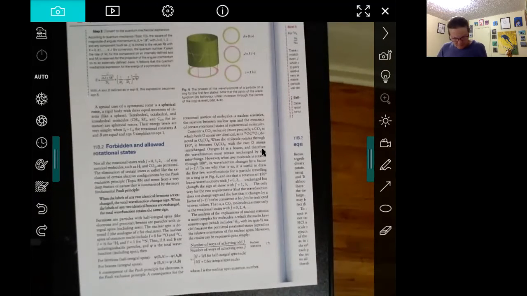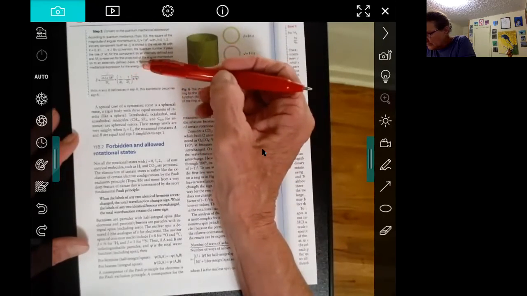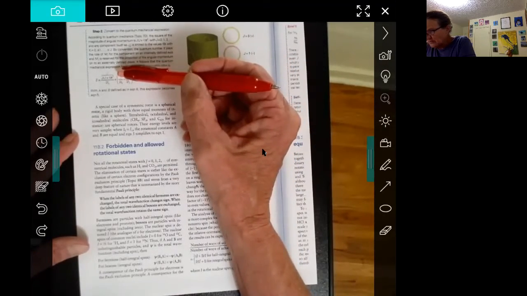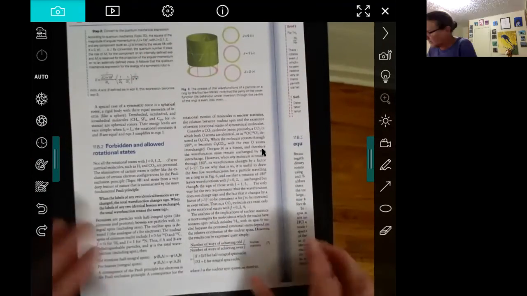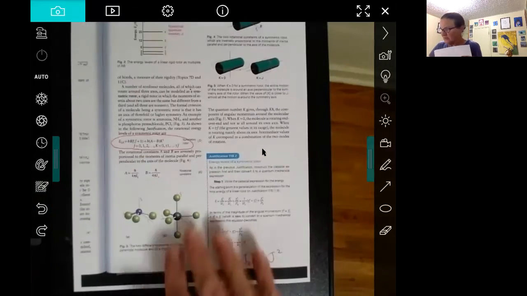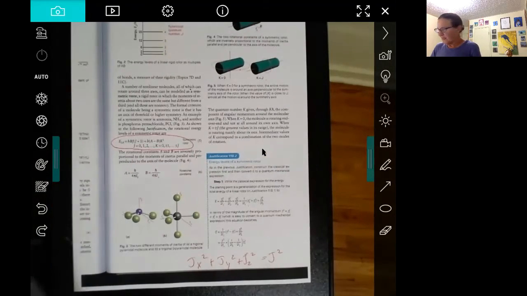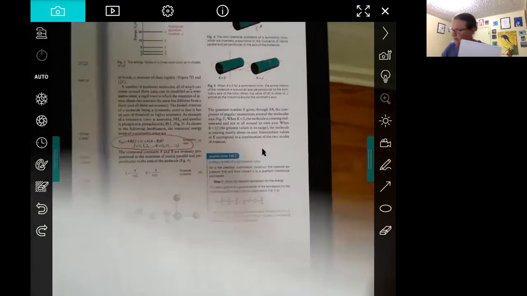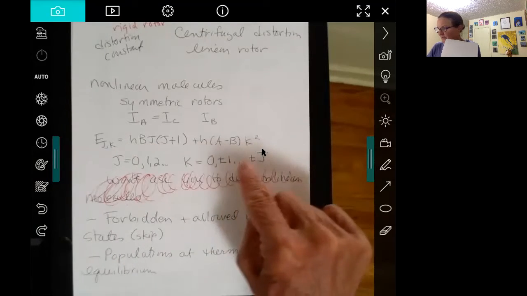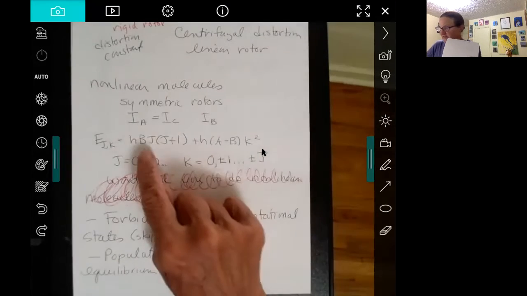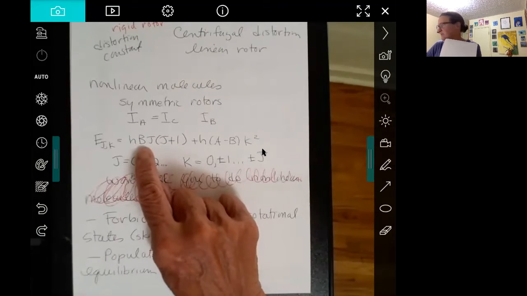So you use that equation the same way. You'd have to know all the information, so you'd have to know what your axes are to get your moments of inertia. And then you end up with this equation back here when you simplify what's on page 462. So you end up with this equation so that your energy is a function of J and K, and each of those has a dependence on the moment.